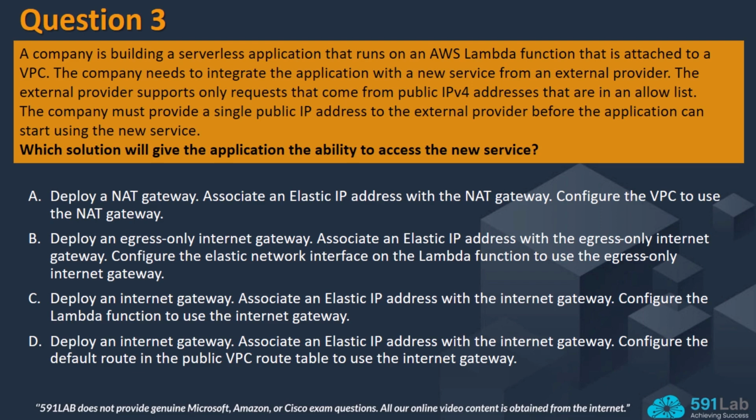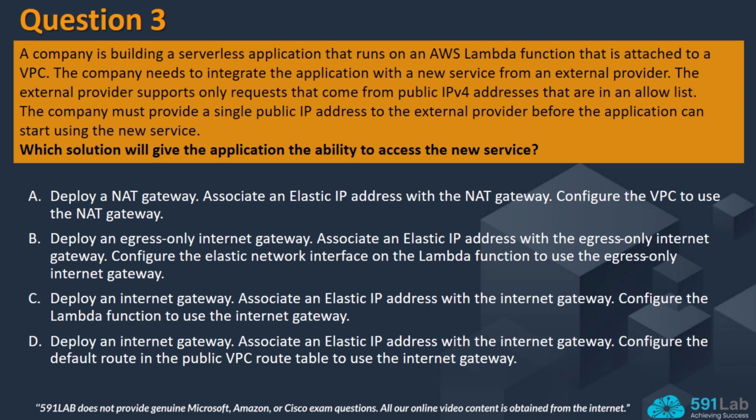Option B. Deploy an egress-only internet gateway. Associate an elastic IP address with the egress-only internet gateway. Configure the elastic network interface on the Lambda function to use the egress-only internet gateway. An egress-only internet gateway is used for IPv6 traffic and is specifically designed to allow outbound communication from instances in a private subnet to the internet while preventing inbound traffic. It does not provide the ability to specify a public IPv4 address for outbound traffic or to associate an elastic IP address with it. So this one is not the correct answer.